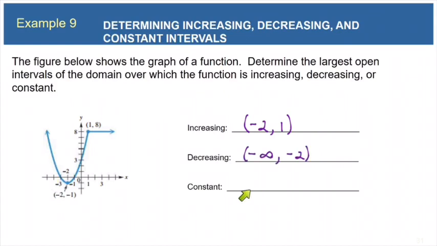And then where is it constant? It's constant from where x equals 1 until x equals infinity, because it's going to stay horizontal after that point. You can tell by the arrow. So the graph is constant on the interval from 1 to infinity.